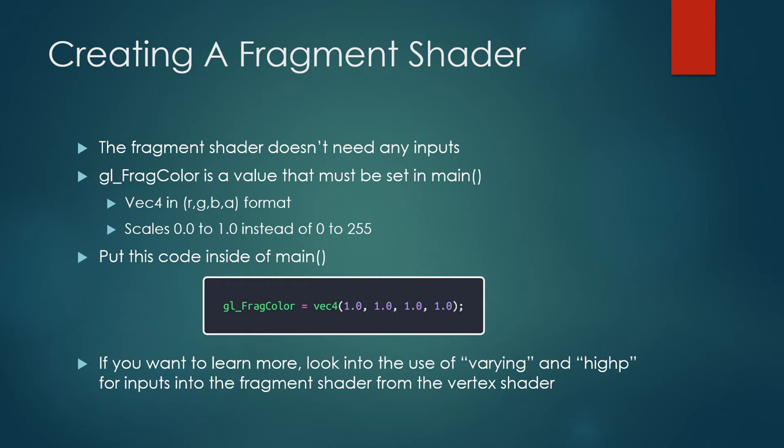In GLSL, gl_FragColor serves as the equivalent to gl_Position, as we must set it somewhere in the main function. gl_FragColor, much like gl_Position, expects a vec4, but it actually represents a color. The channels are red, green, blue, and alpha, respectively, and are scaled 0.0 to 1.0 instead of 0 to 255. In our code sample, we set the color to 1.0, 1.0, 1.0, 1.0, which is equivalent to the color white.